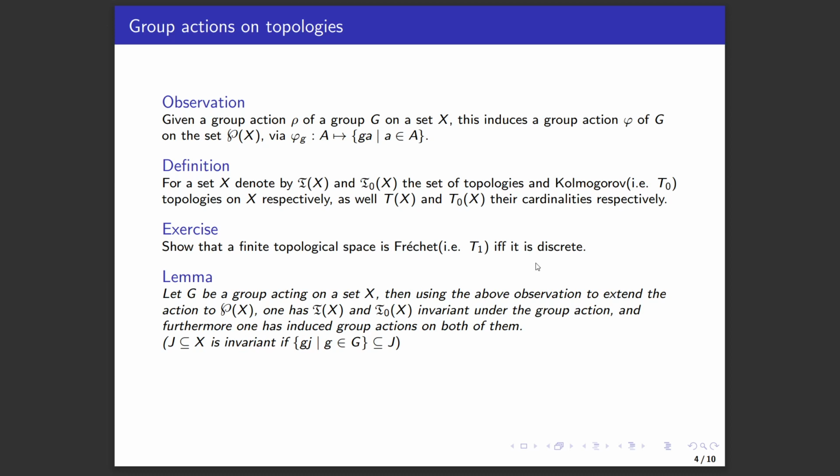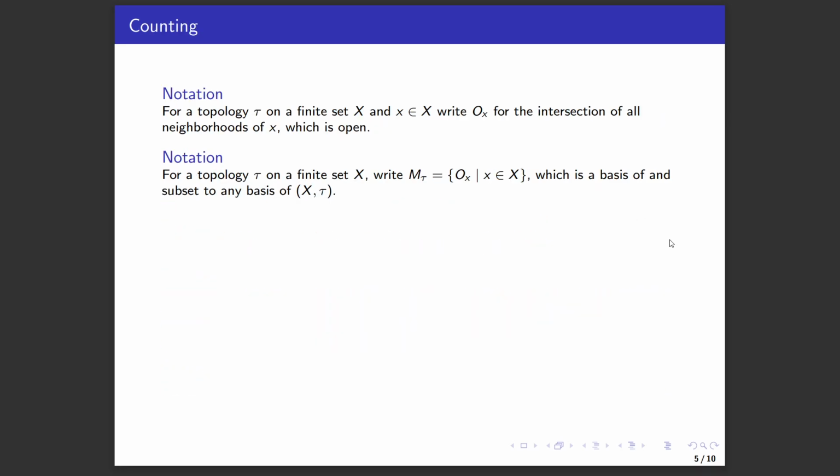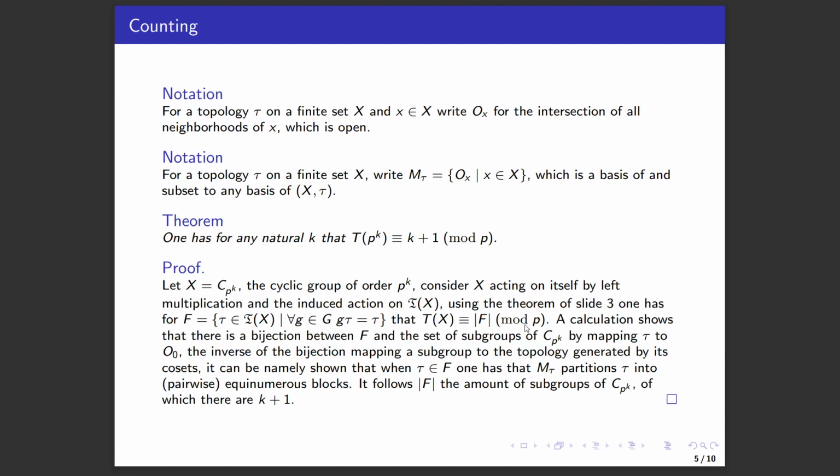So just to be clear, if you have some set X and a group action of G on X, we can get a group action induced by it on the set of all topologies on X. Now the elements of the set which the group G is acting on are topologies on X. A topology here is literally the set of all open sets, so it's a subset of the power set. Yeah, and we can do this with the set of all topologies and the set of all Kolmogorov topologies. But now that we've got a group action on the set of all topologies, if we consider acting by p-groups, we can get results like this.